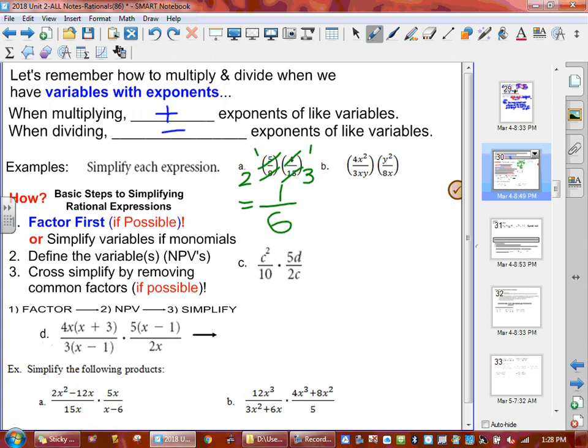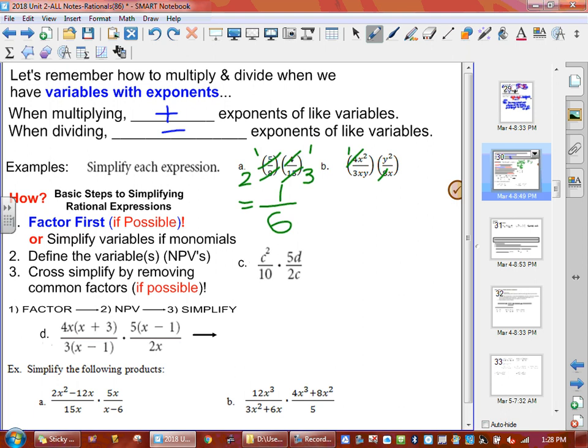All right. Let's try it with some variables now. So now we've got variables. What we're going to do is just slide everything side by side. Okay? So, well, we can cross-simplify actually. 4 and 8, what do they have in common? They can both divide by 4. So the 4 becomes a 1, the 8 becomes a 2.